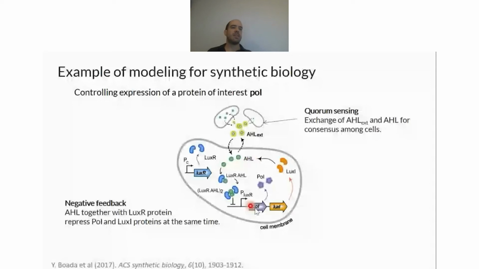So what it means is that if you have a higher level of this, you will have a higher level of this. It will produce more AHL, and this will repress this promoter, which will make the amount of LuxI and GFP go down. This is implementing a negative feedback loop around LuxI and AHL.